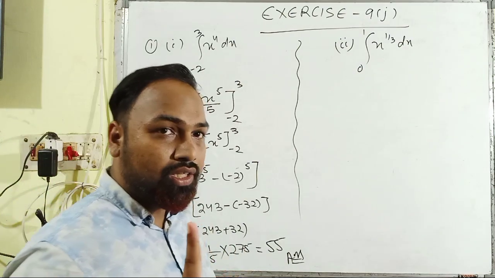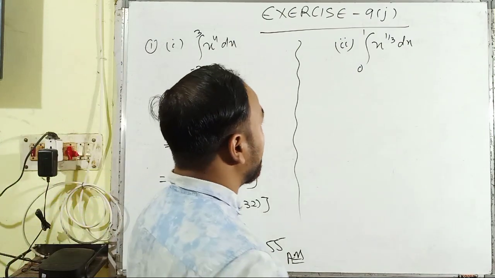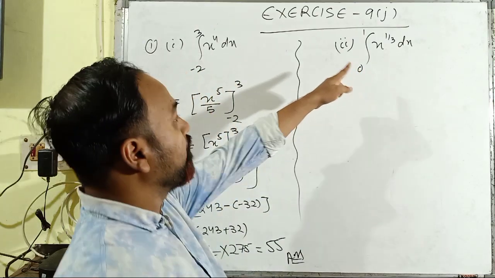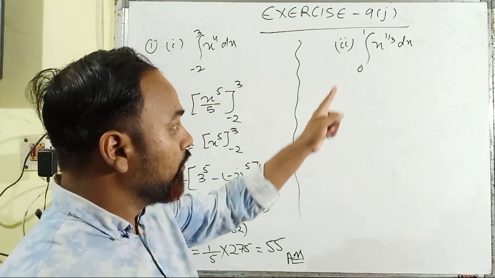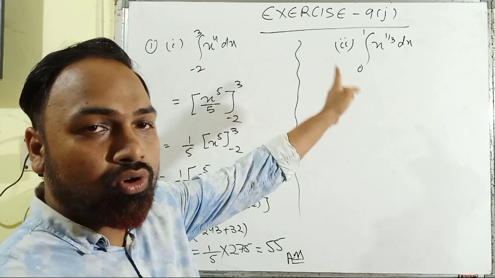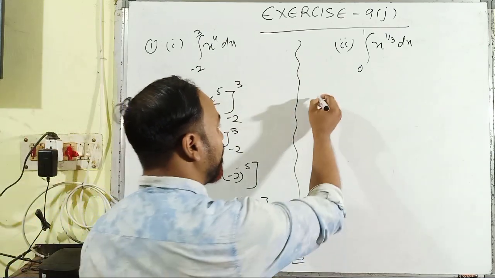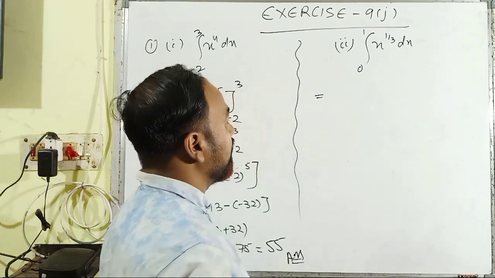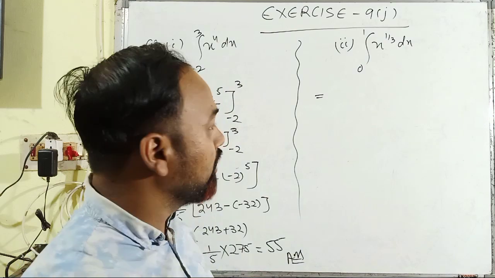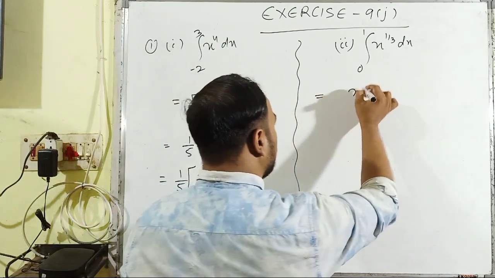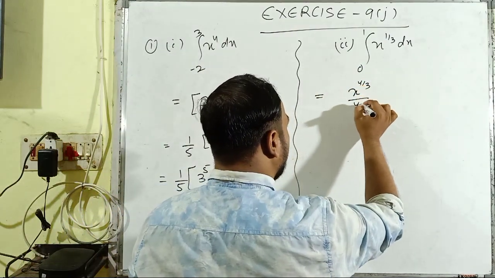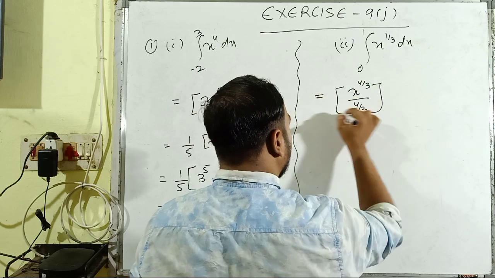Then moving towards the second bit, the problem is like this. We have to find the definite integral of x to the power 1/3 with respect to x from 0 to 1. So first of all, let us find the integral of x to the power 1/3 with respect to x, and that is x to the power 4/3 divided by 4/3 from 0 to 1.